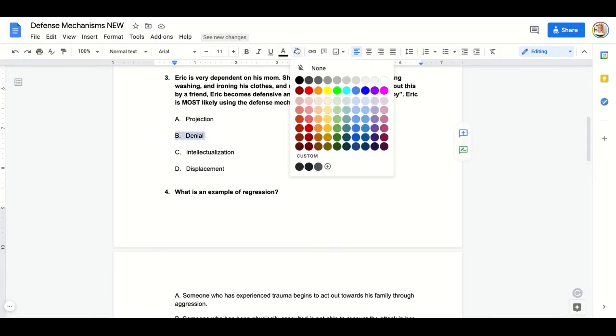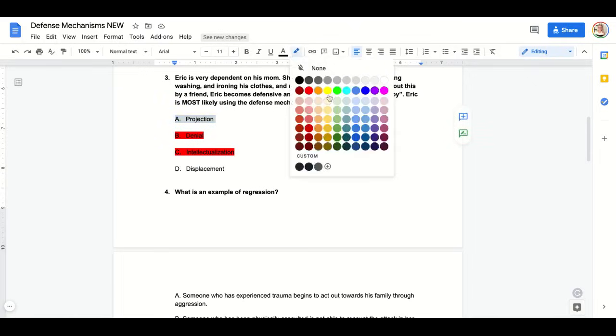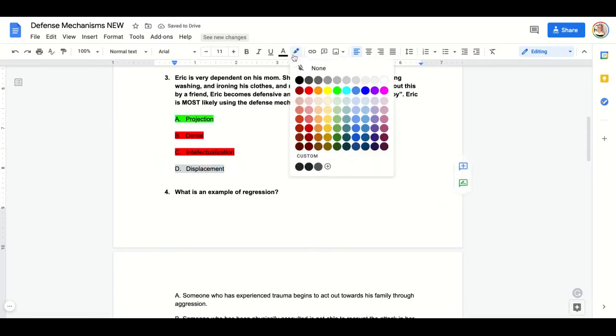He's not outwardly denying as if this does not happen. It's not denial, not intellectualizing, not finding out more information about something. We're once again left with projection or displacement. His mom's doing a lot of things for him, ironing clothes, making him dinner. And then instead, he's asked about it by his friend, and he says, "You're a mama's boy." He's projecting onto the friend. He's not displacing his anger.